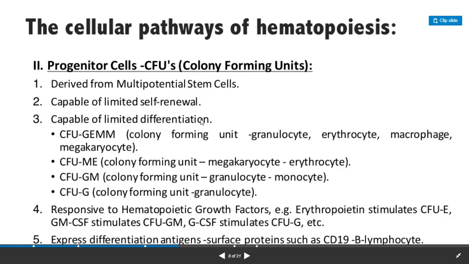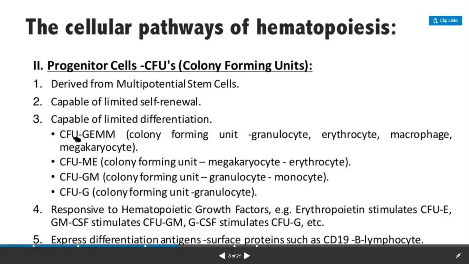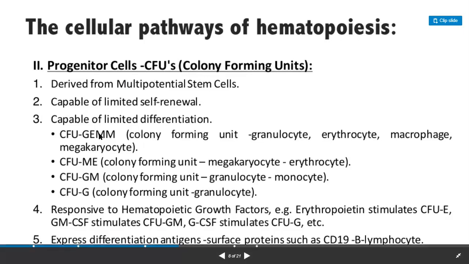So at this point, the cells can only differentiate in a limited fashion. It means that they cannot differentiate into all kinds of cells, and they cannot differentiate even into all myeloid cells. Let's take an example. Here we have what we call colony-forming units, granulocytes, erythrocytes, macrophage, and megakaryocytes. So what does it mean? It means that this type of progenitor cell, CFU-GEMM, can only differentiate into granulocytes, into erythrocytes, into macrophage, and into megakaryocyte, this one.